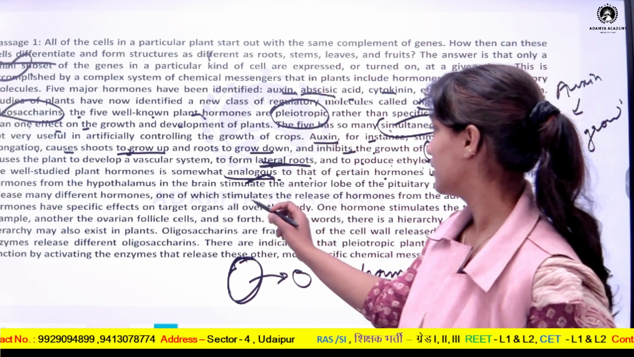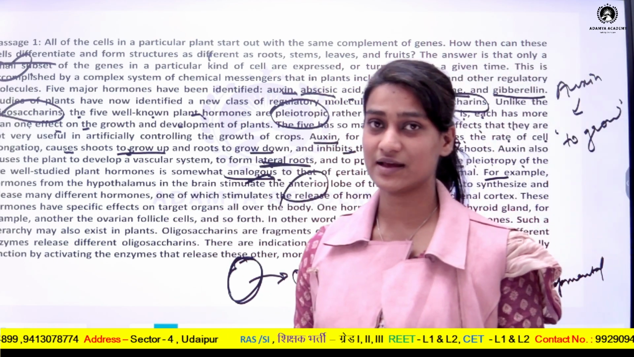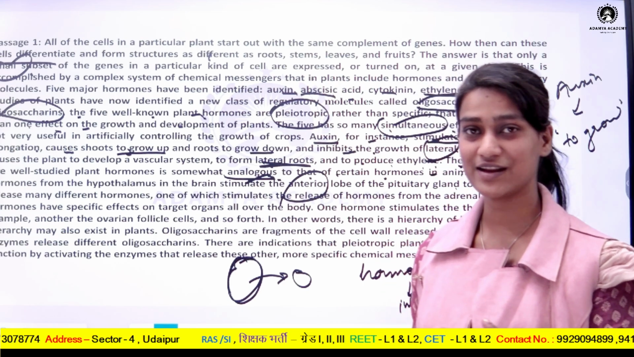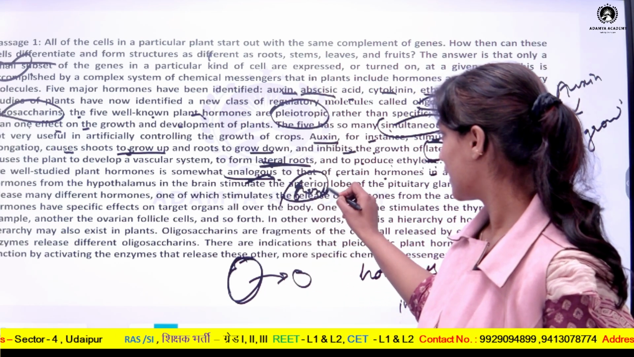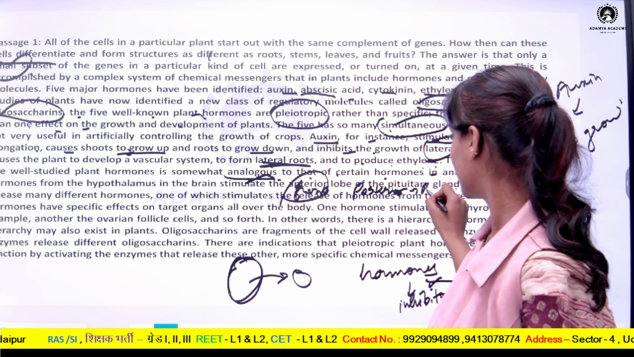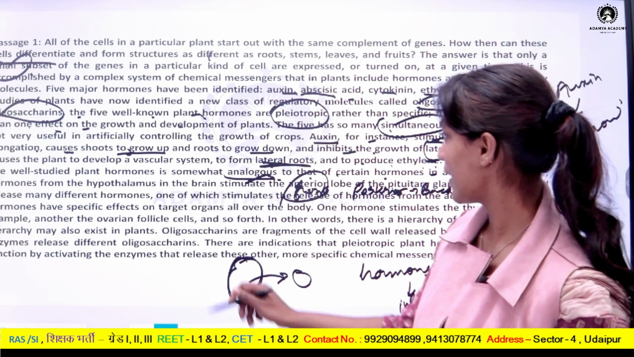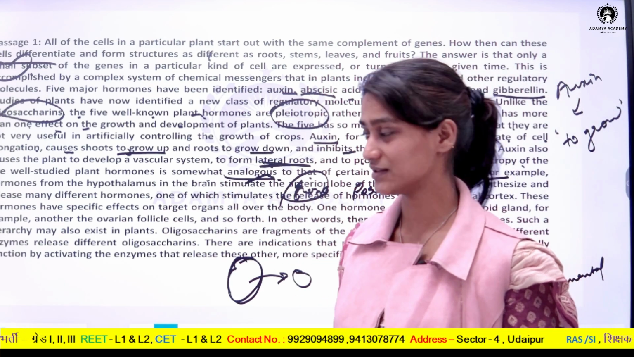So here it is written anterior. What is the meaning of anterior? Anterior and posterior, there are two words. Anterior means in front and posterior means back. So the hypothalamus is located in front of the pituitary gland.